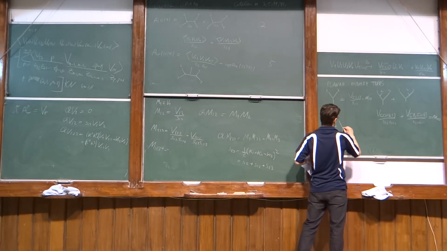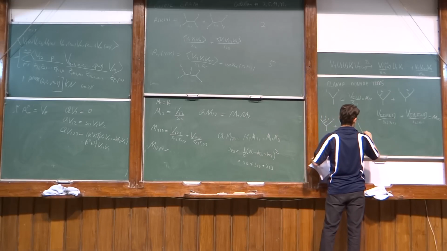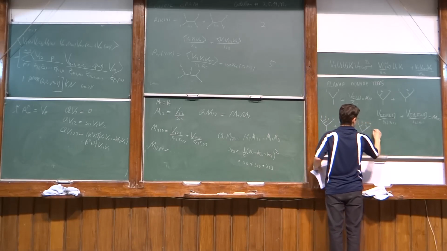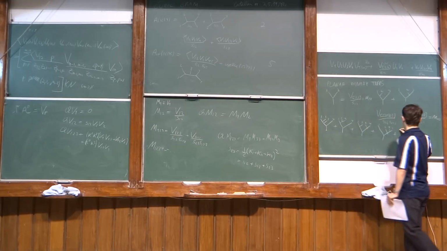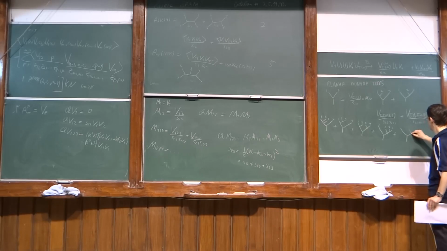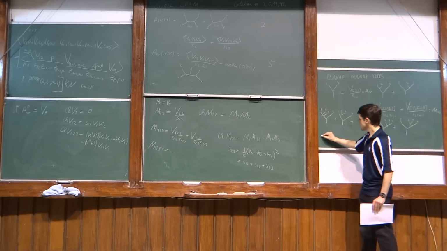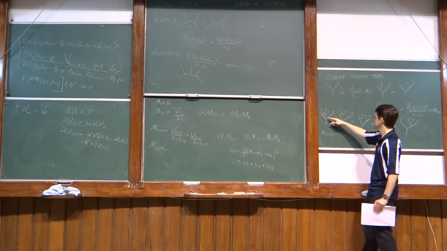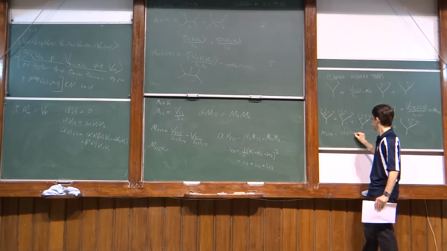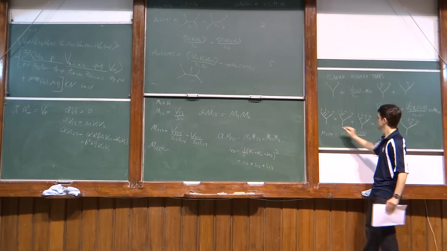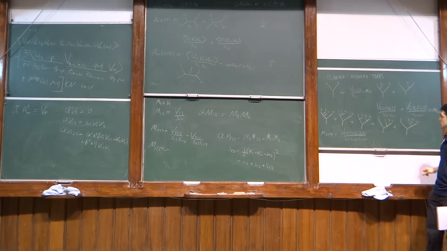And then, so these five diagrams define M1234, which, for example, that one will be V1, 12, and then comma 3, comma 4 over S12, S123, S1234, and similarly for the other ones.